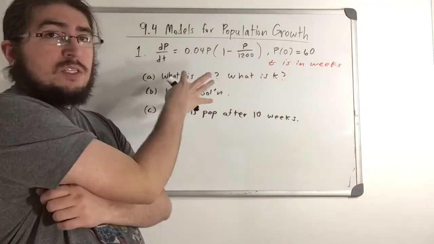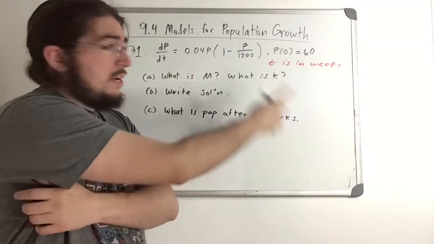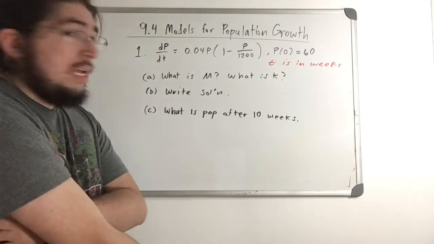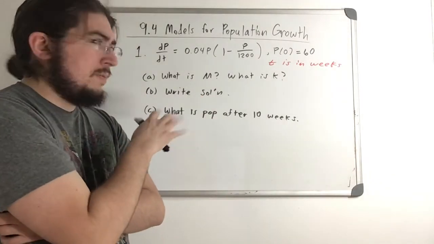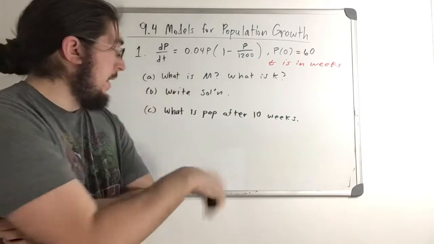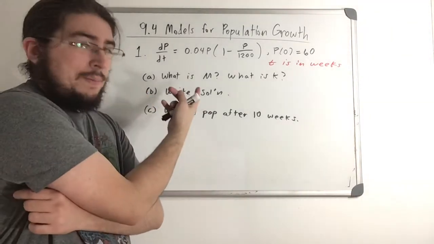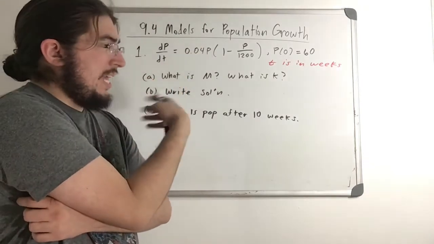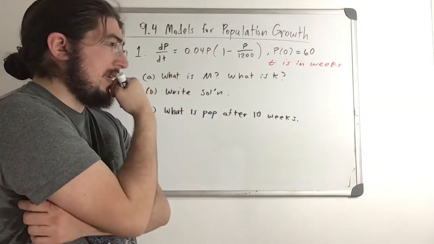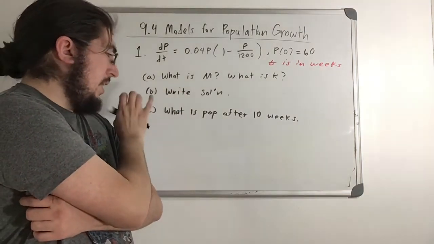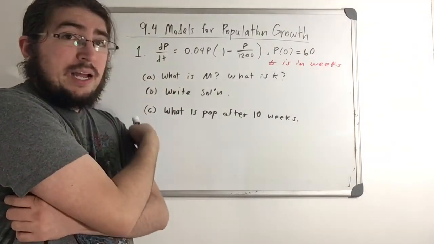So we're given this differential equation and this initial condition, and I've written here in red that t is in weeks, which is what the problem gives us. And there are 3 parts of the question, which seems a little intimidating, but believe me, it's not that bad. A asks for the carrying capacity, which is M, so I just wrote what is M. And then they ask for the value of k, so we need to find what k is. B is asking us to find the solution, and then C finally is asking for the population after 10 weeks.